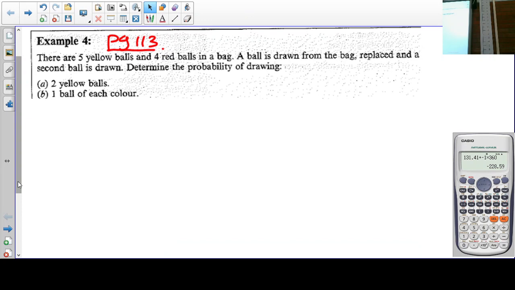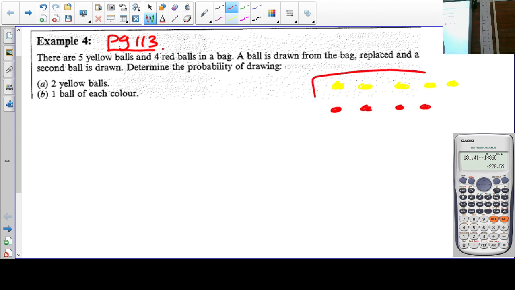In example 4, we are told there are 5 yellow balls and 4 red balls in a bag. So let's draw what we should be seeing. 1, 2, 3, 4, 5 yellow balls and 4 red balls in a bag. So how many balls are there in total? There are 9 balls in the bag.